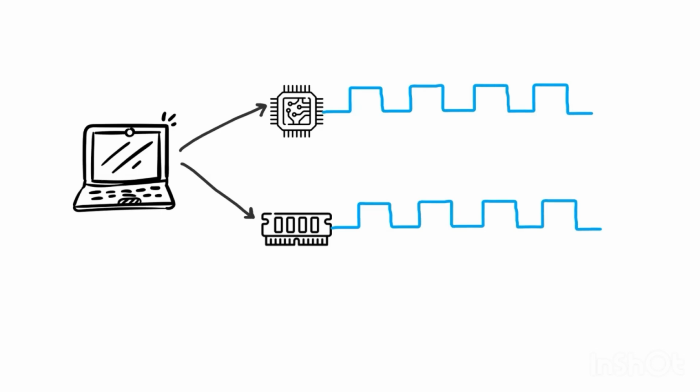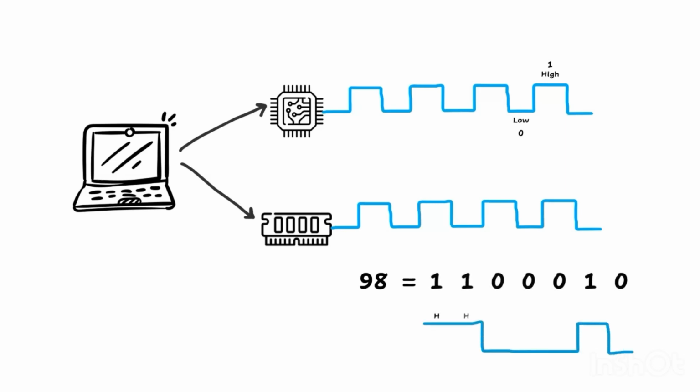The high voltage current can be represented as high bit or 1, and the low voltage current can be represented as low bit or 0. And a sequence of this high bit, that is 1, and low bit, that is 0, can be used to represent different numbers and characters. For example, the number 98 is represented as this, and the character A is represented as this.